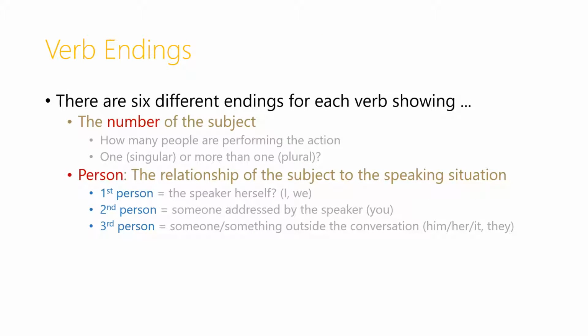There are 6 different endings then for each verb, showing, first of all, the number of the subject, how many people are performing the action, either one, singular, or more than one, plural. The endings express the number and also the person, that is, the relationship of the subject to the speaking situation. First person is the speaker himself or herself, I or we. Second person is someone addressed by the speaker, you. Third person is someone or something outside the immediate conversation, him, her, it, or they.